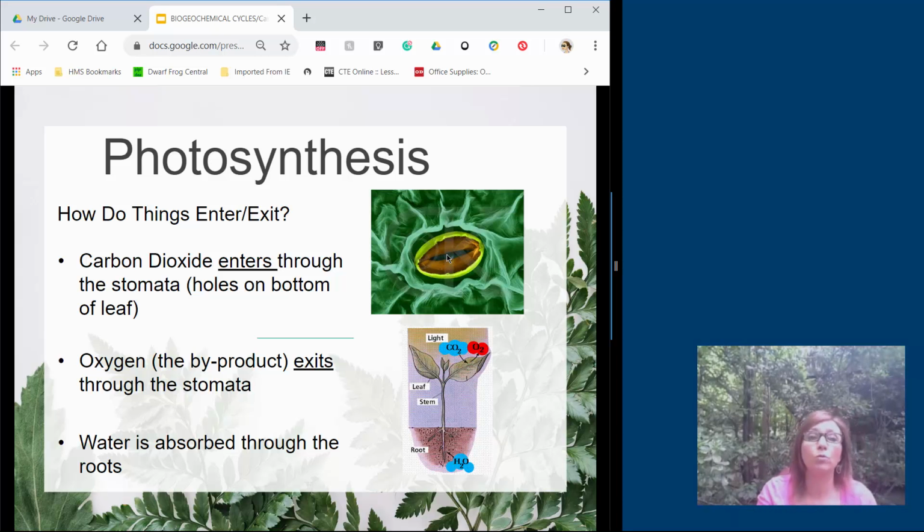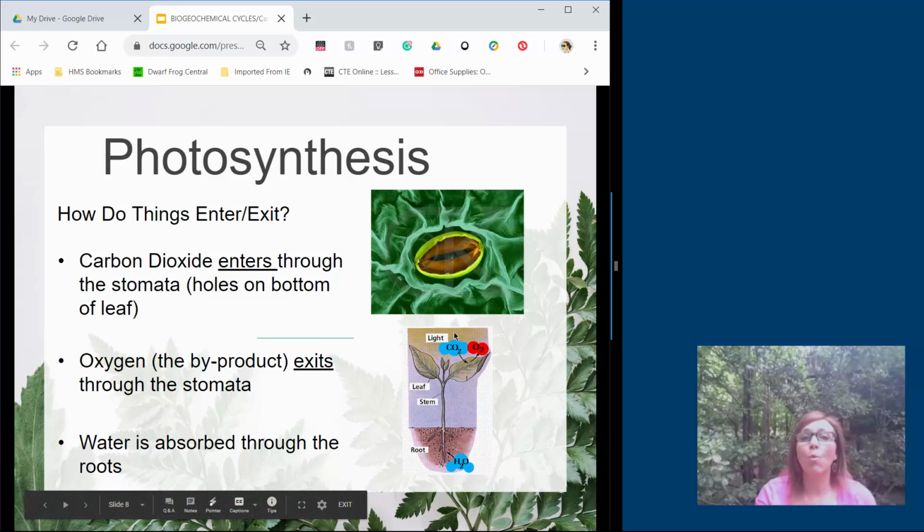There are little holes on the bottom. If you want to do this at home, just find a leaf. You can get some clear fingernail polish and paint over it, let it dry and peel it off. And if you have a microscope, you can look under that. You won't see those cool colors like that, but you can actually see the shapes of the stomata all around, and it's kind of cool.